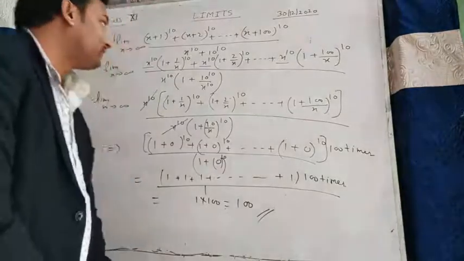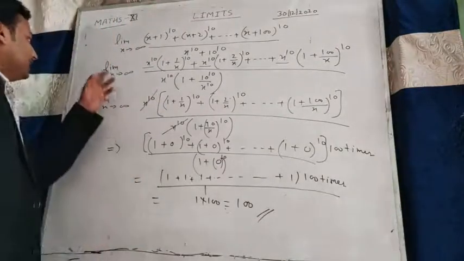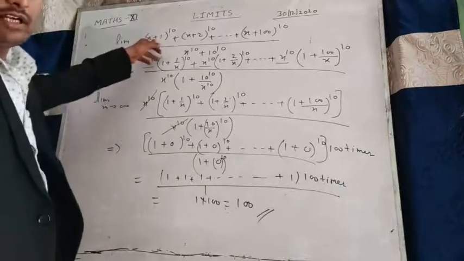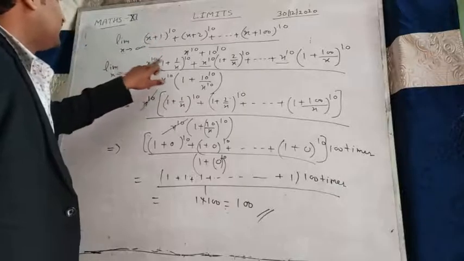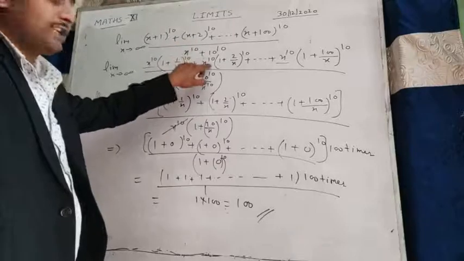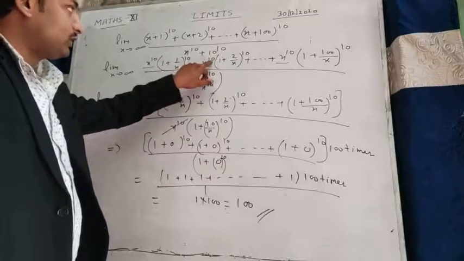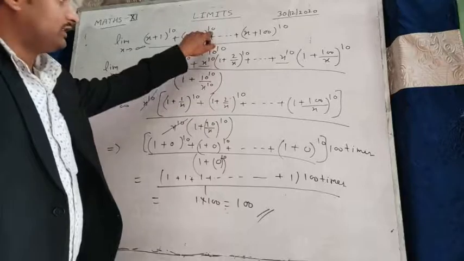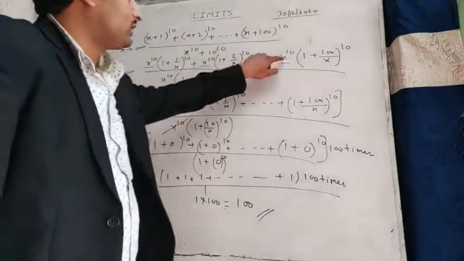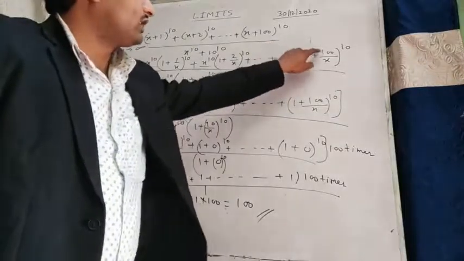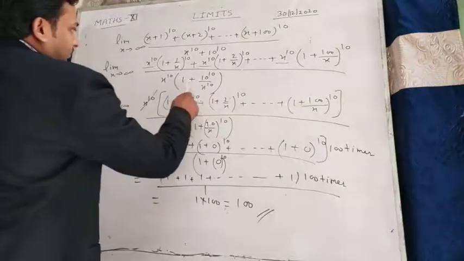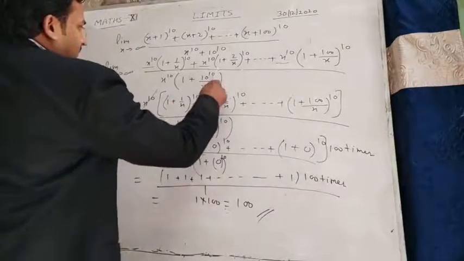Let's see once again what we have done in this question. This is limit x tends to infinity. We have taken the power of x outside, here x to the power 10. So it will change into 1 plus 1 by x to the power 10. Again here taking x to the power 10 outside, 1 plus 2 by x to the power 10, plus dot dot dot, 1 plus 100 by x to the power 10, and taking x to the power 10, we are getting 1 plus 10 to the power 10 by x to the power 10.